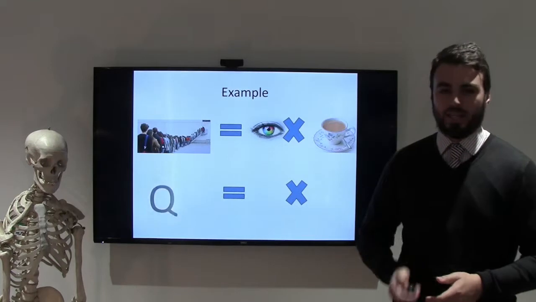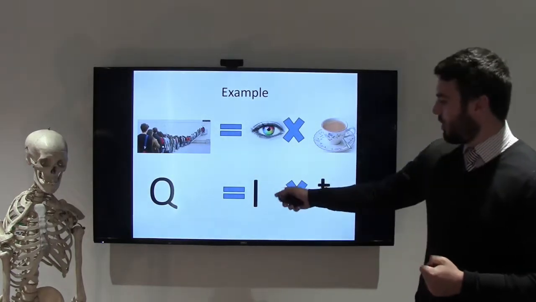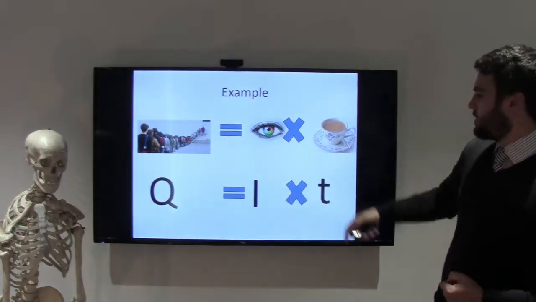What's that? It's a Q, it's an I, it's a T. Kit, like a kit car. The charge is equal to the current, number of coulombs per second, times the time.